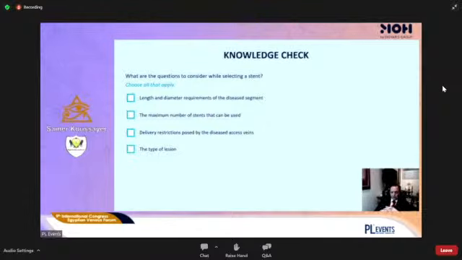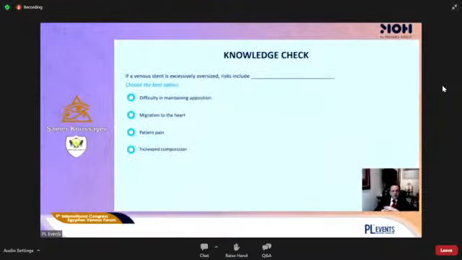And of course, the type of the lesion is very important. Is it compression, or is it fibrotic, or is it post-thrombotic? You have to know that. So this would be the answer. If the venous stent is excessively oversized, what risks are included? The patient ends up with pain, so patient pain. If you undersize, then the stent may migrate to the heart.